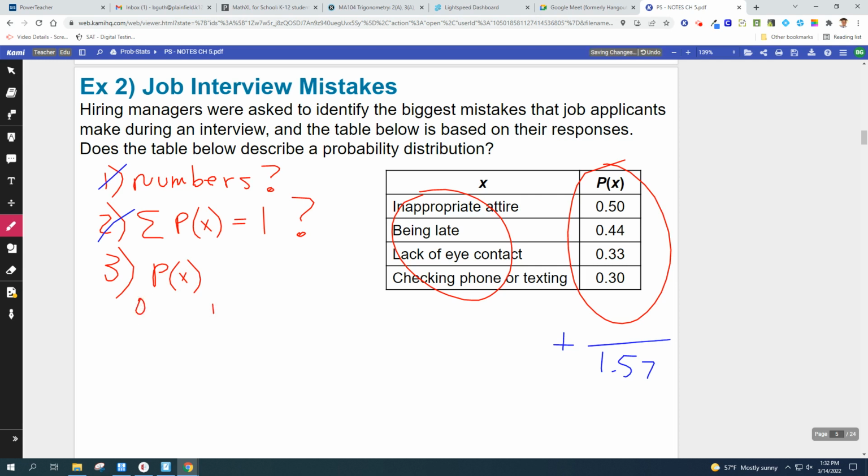Third criterion says all of the probabilities have to be between 0 and 1. And that seems to work. That's the only one that seems to work. But you can't whiff on those 2. All 3 of those things have to be present. So no, this is not a probability distribution.